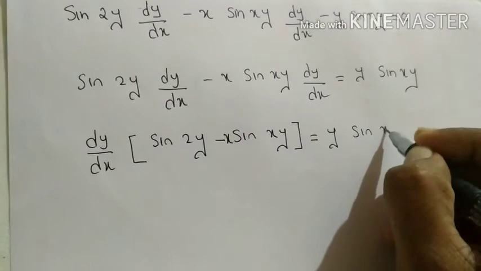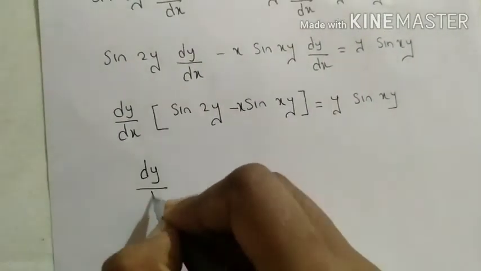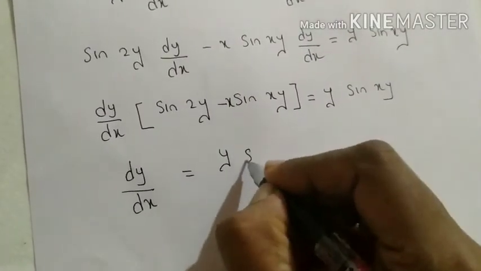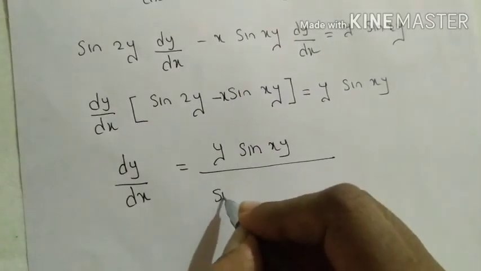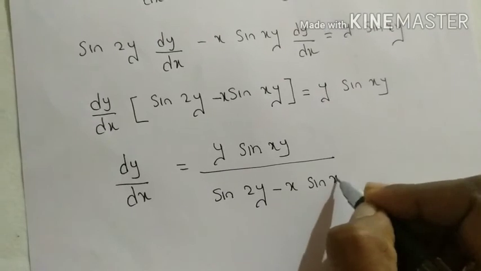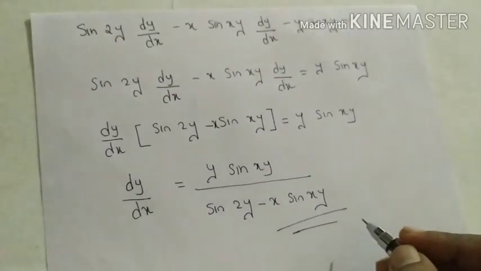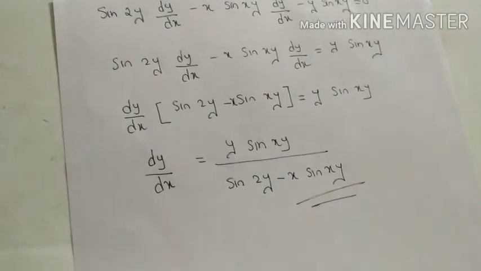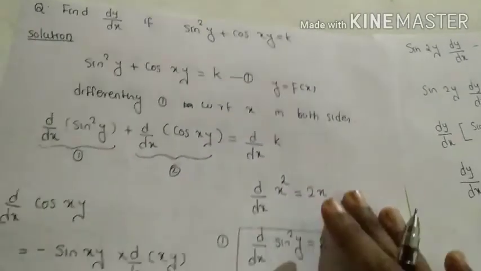We need to find dy by dx, so this will be equal to y sin xy whole divided by sin 2y minus x into sin xy. This is our final answer. I hope you understood this question.